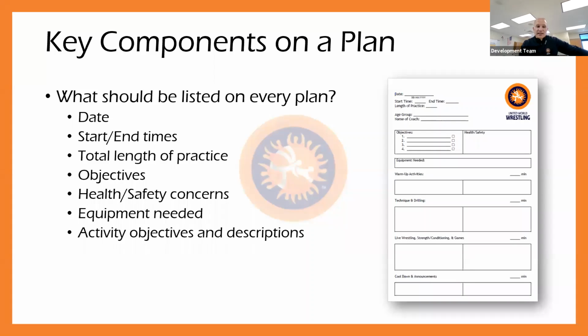The next is having your activity objectives and descriptions. Not only having just what activity you want to do, but also having the descriptions of what that is. I try to plan these practices so that if I'm not there, one of the other coaches is able to grab this plan and go run with it. So I've got descriptions, objectives, what we want to accomplish, and what the key points are. Those things are all listed on there, which leads to the next part, the key coaching points.